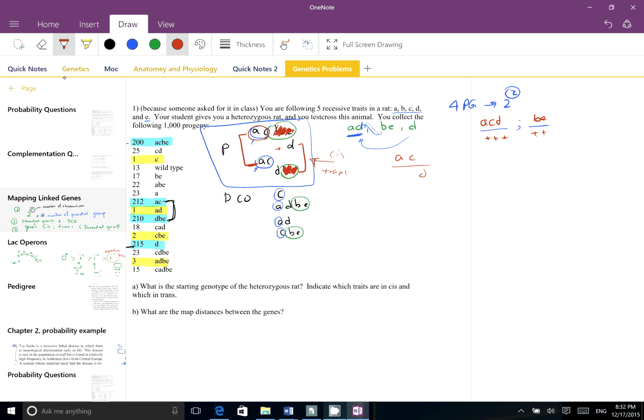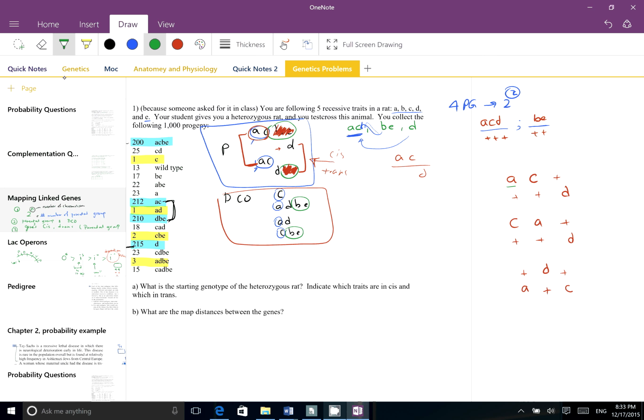So I'll put C in the middle one time, I'll put A in the middle, I'll put D in the middle once, right? And I know that A is in cis with C, D is the one that's far, in trans. A and C are in trans to D, right? Okay, so now let's perform our double crossover.